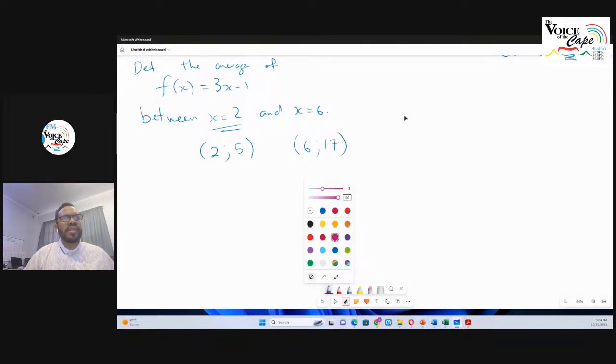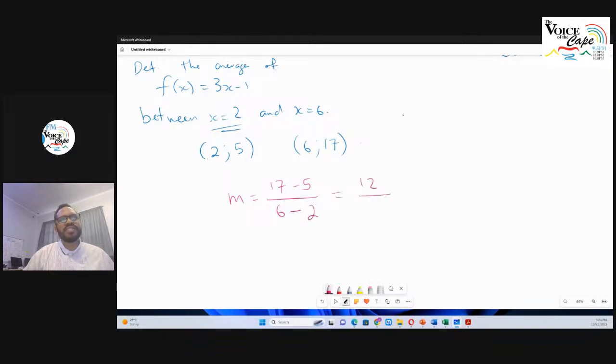So now we can determine the average gradient. The gradient will simply be 17 minus 5, taking the one y minus the other y, divided by 6 minus 2. Now we get an answer. 17 minus 5 is 12. 12 divided by 6 minus 2, that's going to be 4. And 12 divided by 4, the answer is 3.